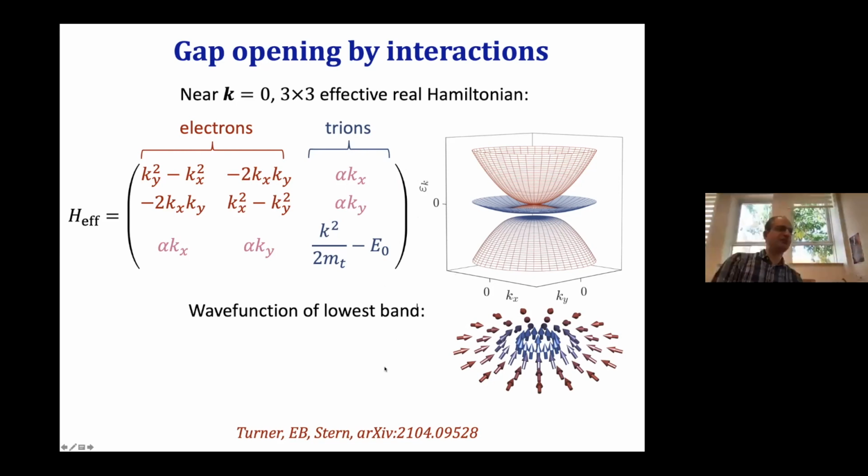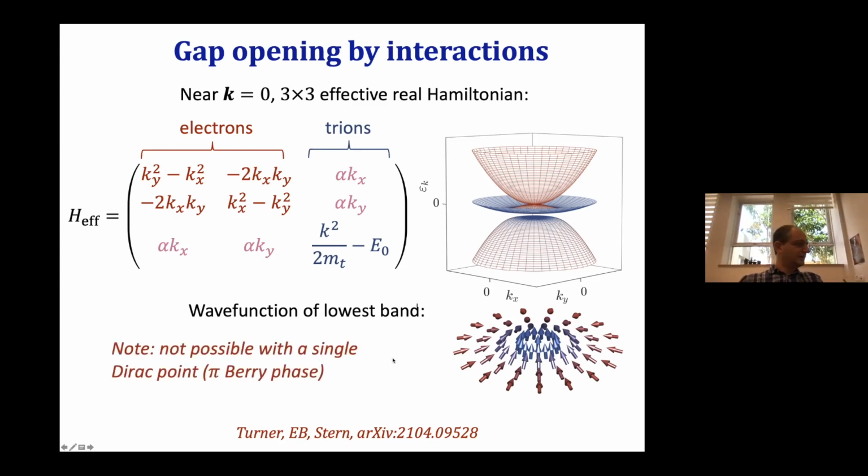Okay, so this is a proof of principle. Of course, we don't know if this actually happens in any actual system, but it just shows that in principle, you could get a gap separating fragile bands just by interactions without breaking any symmetry. Okay, so that's part number 1.